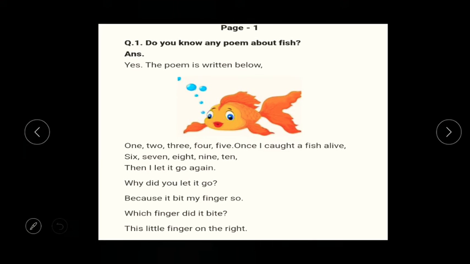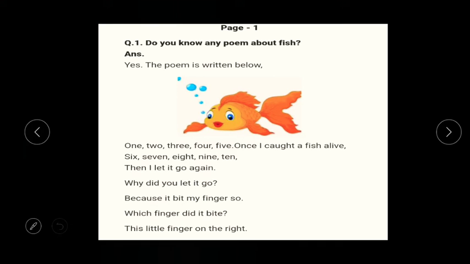Now let's start with the textbook questions and their answers. The first question on page number 1 is, do you know any poem about fish? Then you have to write any poem you know about fish.